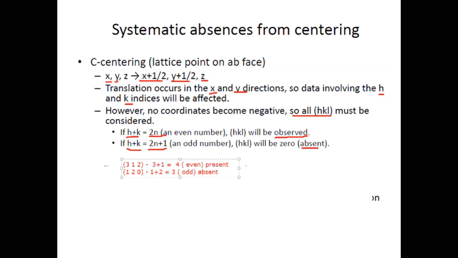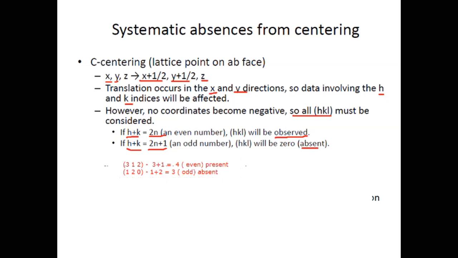So what you've got to do is look at all the HKL indices and see the ones that have H plus K odd. Are they absent or present? If the odd ones are present, you do not have C centering. If the odd ones are absent, then you do have C centering. So you're looking at the ones that were translated.